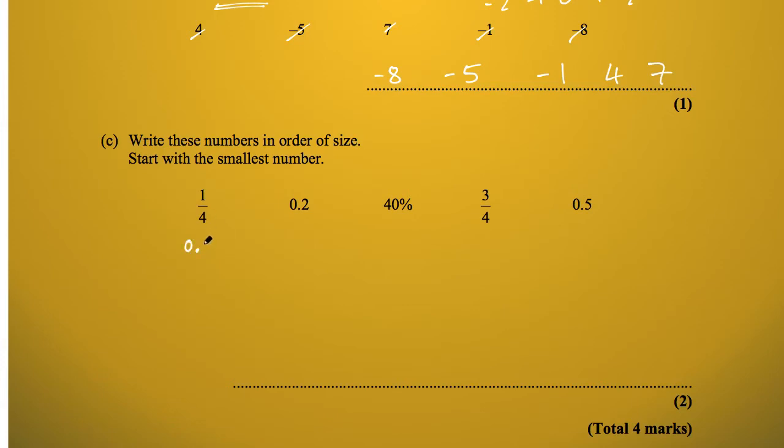So a quarter is 0.25. That's 0.2. 40% is the same as, that's 40 out of 100. 40 hundredths is the same as 4 tenths, 0.4. 3 quarters you should know is 0.75. And that stays 0.5.